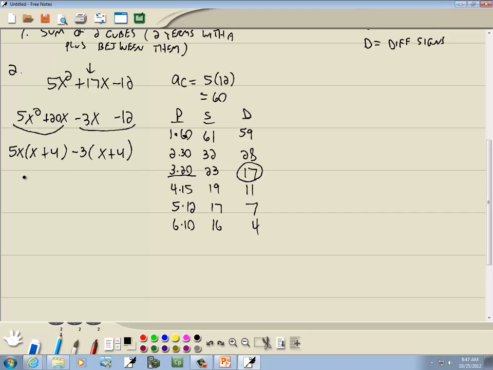Now they both have an x plus 4, so I'll factor that out in front. And remember, to see what goes in your second set of parentheses, you can cross out the x plus 4s in a previous step. What isn't crossed out goes in your second set of parentheses. So that's 5x minus 3. And that's our answer.